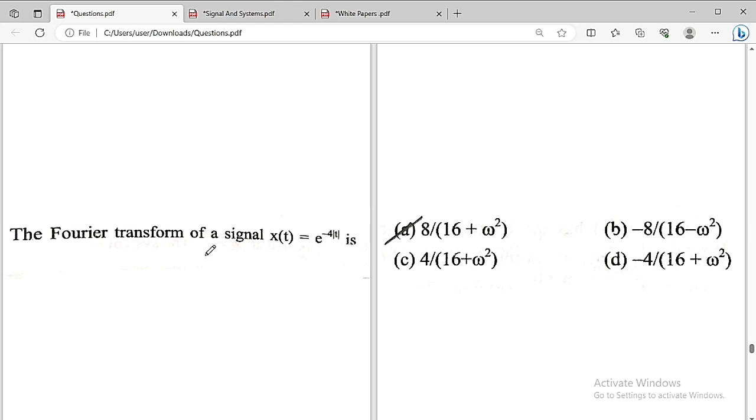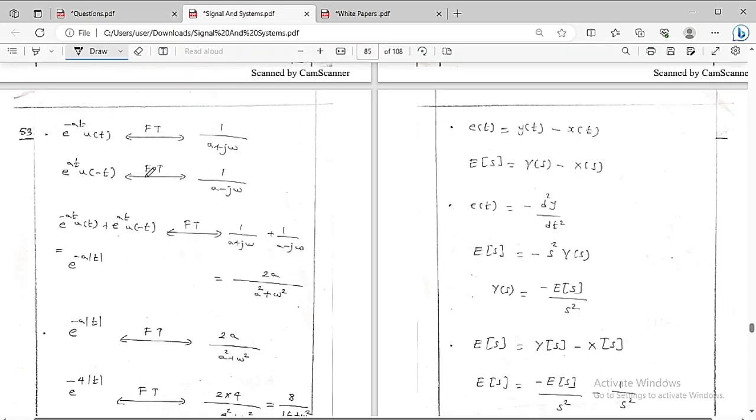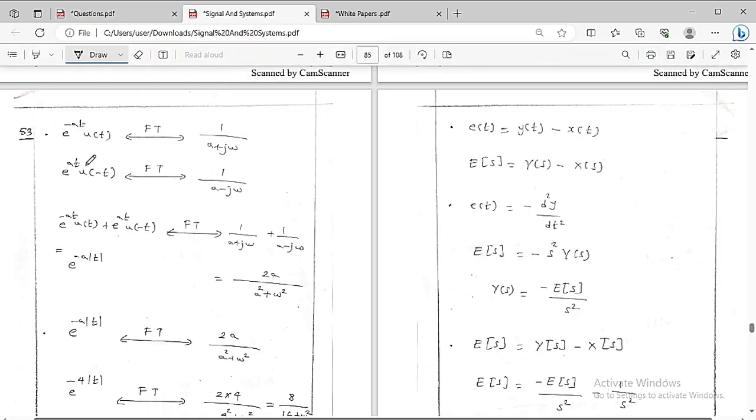So let's solve this numerical. Now, listen carefully. I already told you, for e to the power of minus at into u of t, what is the Fourier transform? 1 by a plus j omega. E to the power of minus at into u of t, what is the Fourier transform? 1 by a plus j omega.